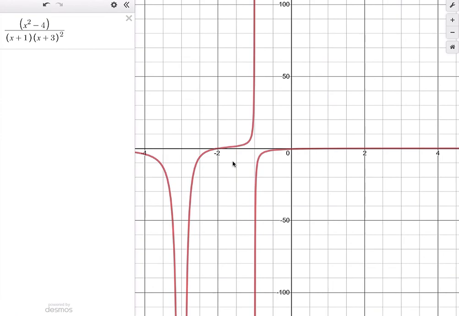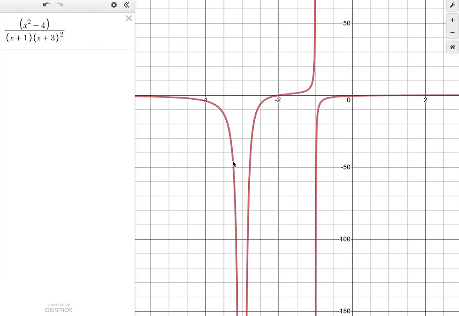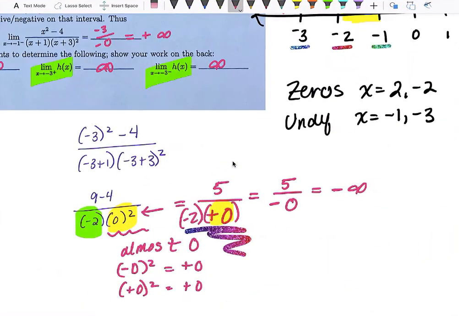So you can see now in this graph that we are going to negative infinity from the left and the right of -3. All right, so I made a mistake for you. I hope that's helpful because you guys often make the same mistake. So I was just modeling that for you.